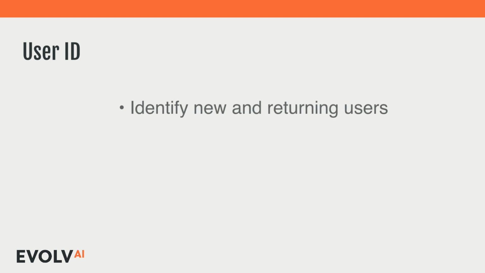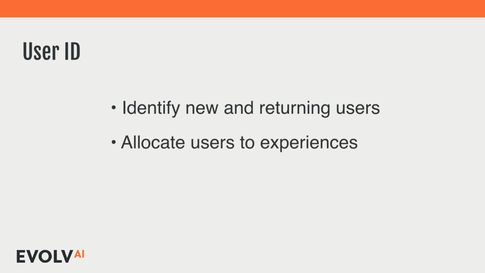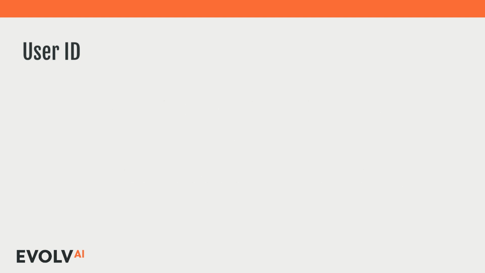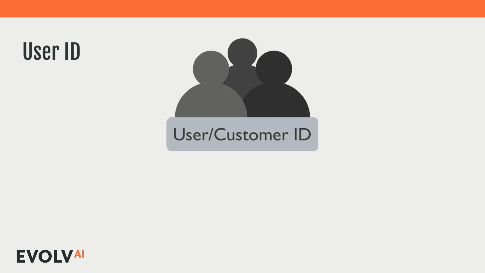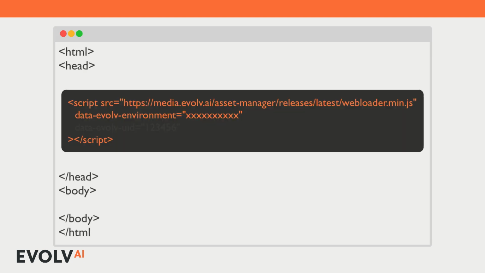I did mention you'll need two things for the script to work. The user ID is how Evolv AI identifies new and returning users. It gets used by the Experience Accelerator to allocate users to experiences and return the code needed by the Asset Manager to render those experiences. You probably already use some form of customer ID, either generated yourself or from an analytics provider. We recommend using your existing customer ID for consistency in your data. It will help establish parity between your project data in the Evolv AI Manager and your systems or third-party integrations like analytics.